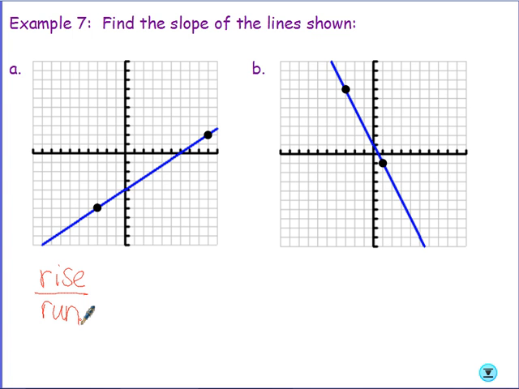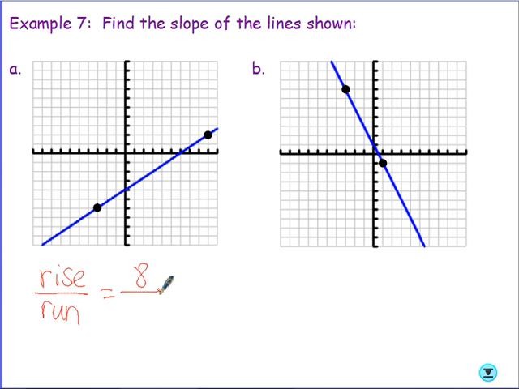When you are counting rise over run, start at the left point, which is right here. I need to count to this point over here. So, rise is always up or down. In this case, we are going up. 1, 2, 3, 4, 5, 6, 7, 8. Since we went up 8, it is a positive 8.